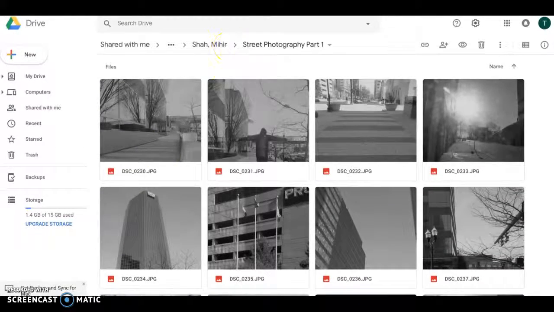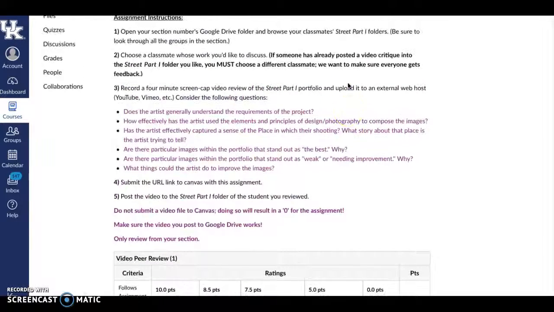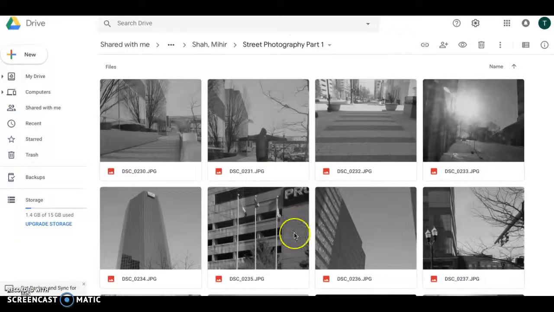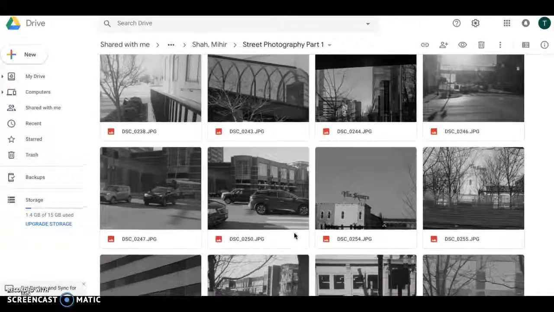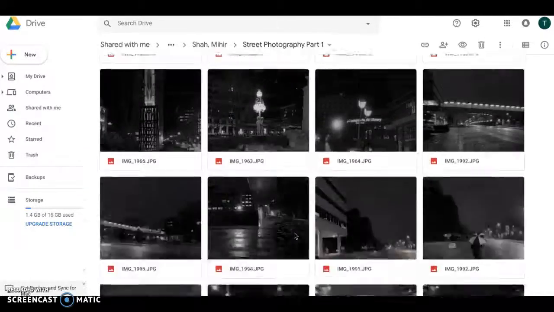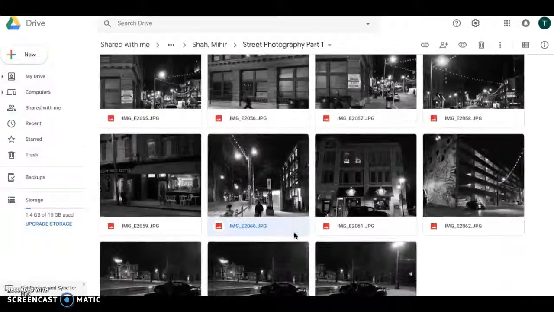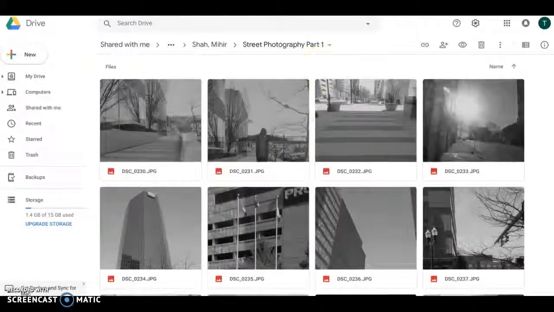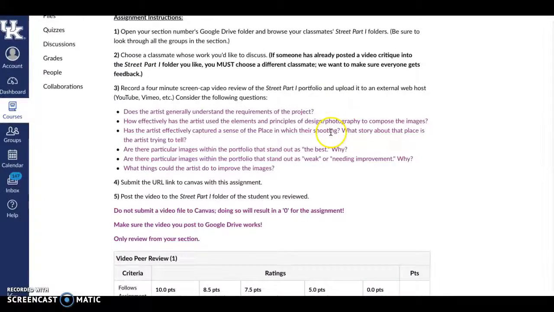So just to start off the bat, let's see what we were looking for in the assignment. Does the artist generally understand the requirements of the project? Going back to his images, he definitely has at least 75 images. Just from a rough calculation, he has the amount that was necessary. How effectively does the artist use the elements and principles of design and photography to compose these images?